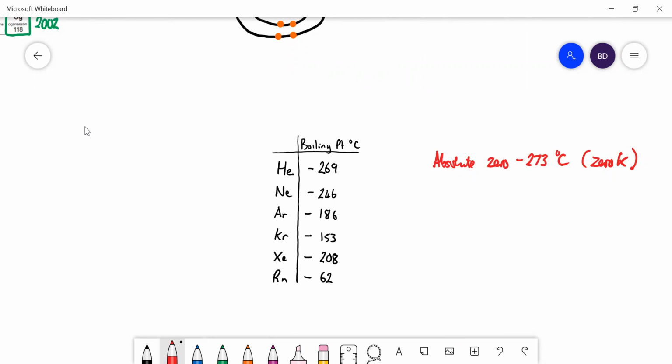As you can see, as the atoms get bigger, the boiling point gradually increases. If you plot a graph there, there's a fairly smooth trend relationship between boiling point and the atomic mass of those elements.